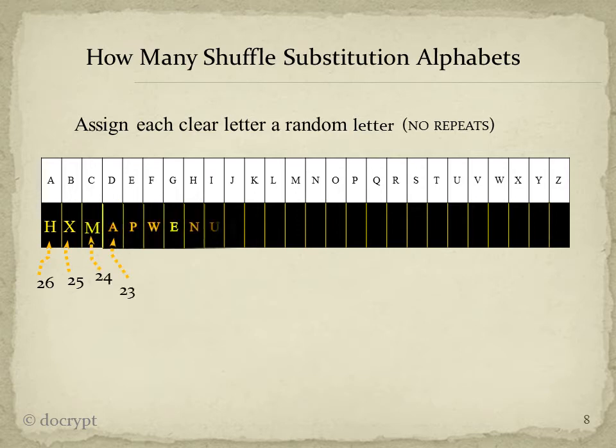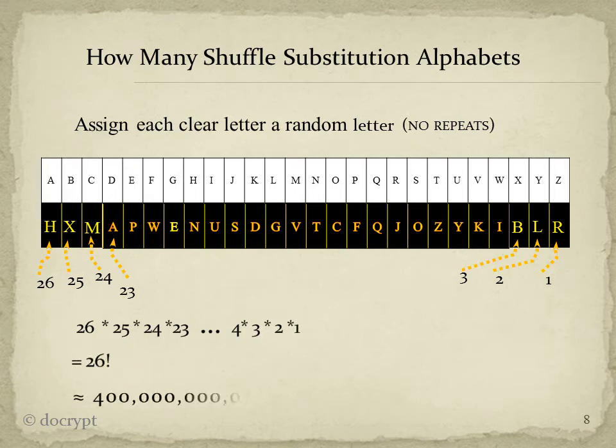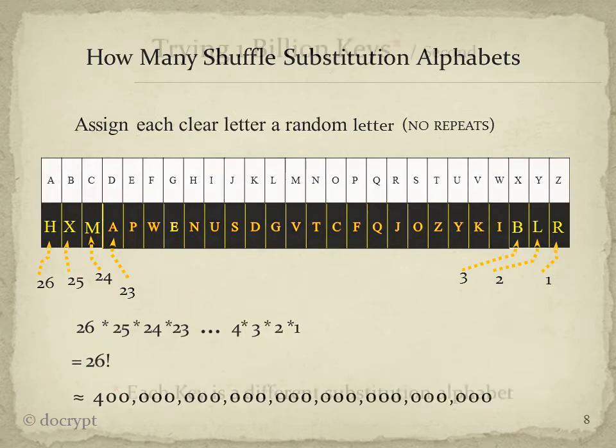When you finally get down to X, you only have 3 choices left. Same for Y, you only have 2, and 1 for Z. So we multiply all these out, we get 26 times 25 times 24, and so on. That equals what mathematicians call 26 factorial. That's that 26 with the exclamation point at the end. How big is this? It's huge.